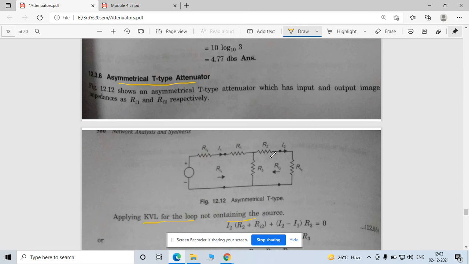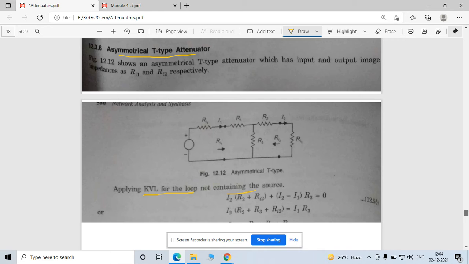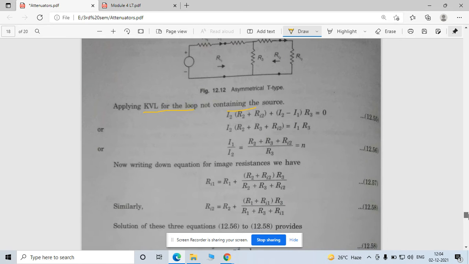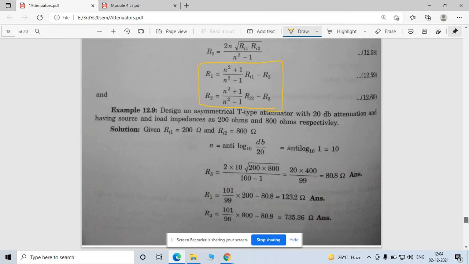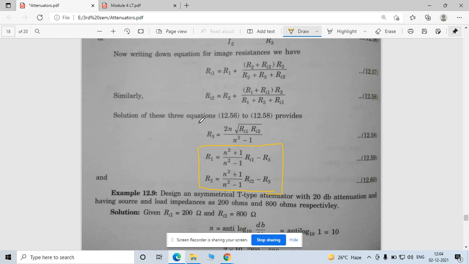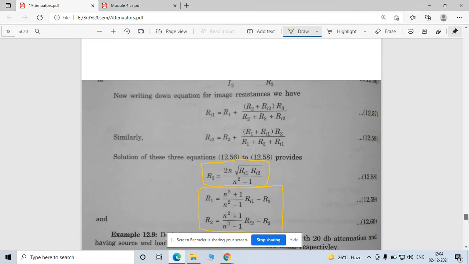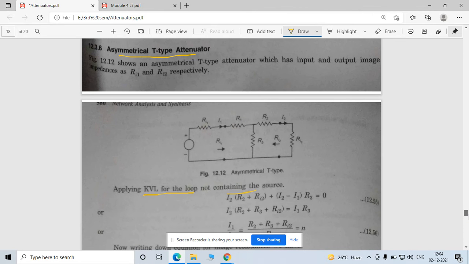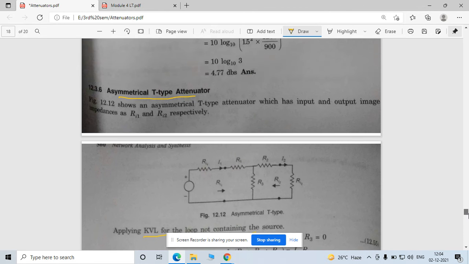Now your task is to find this R3 value for designing this asymmetrical T type of attenuator. Now this R3 is nothing but this. This is also given here in terms of your image impedance, and this image impedance you can easily find with your characteristic impedance, right?